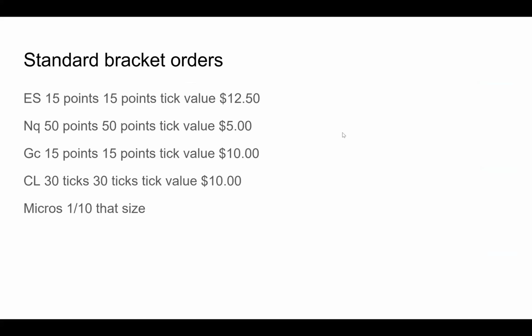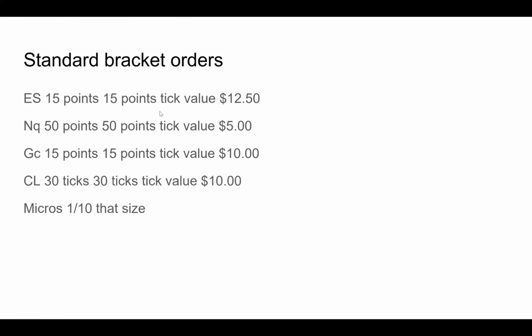So what you can do, these are the standard bracket orders that I have, and feel free to take a picture of this. Then you just need to go through every market and create different bracket orders. The micros are 1/10 the size. Remember, 15 points here, and the ES is actually 60 ticks because there are 4 ticks in a point.